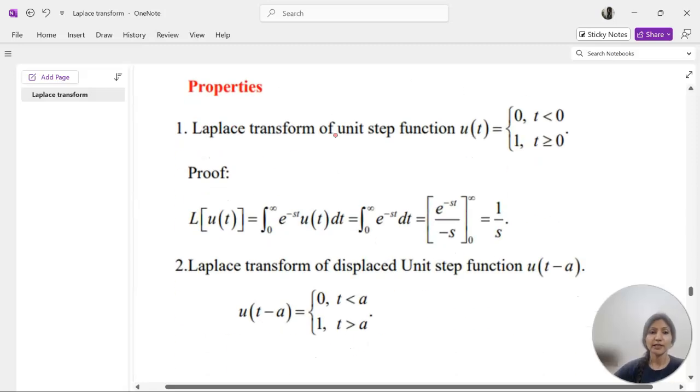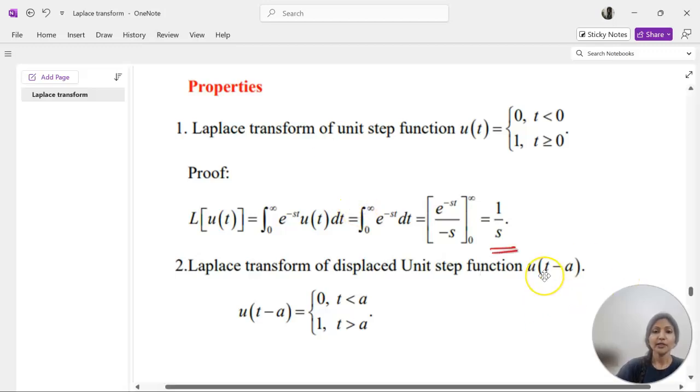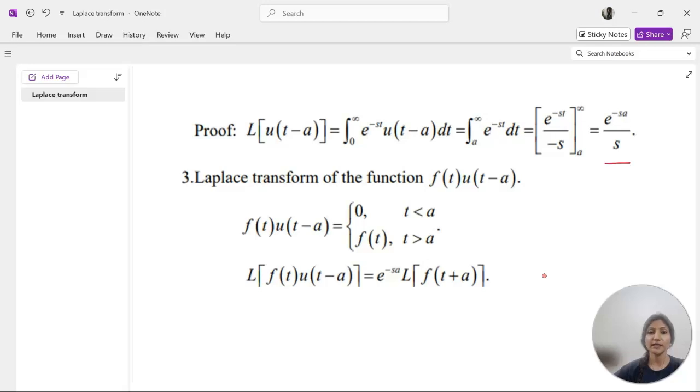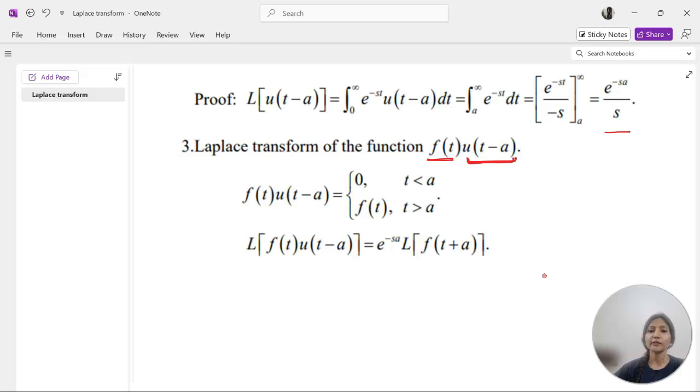This property is important: the Laplace transform of the unit step function. We can do simple calculations, and the Laplace transform of u of t minus a comes out to be e to the power minus as over s. Now the Laplace transform of the function f of t times u of t minus a: f of t, any function, is getting multiplied by the unit step function. So by definition, it is either 0 or f of t. When is it 0? When t is less than a, and it is equal to f of t when t is greater than a.